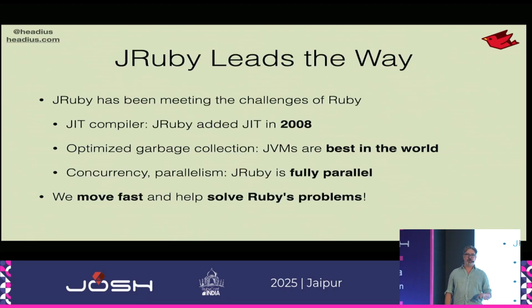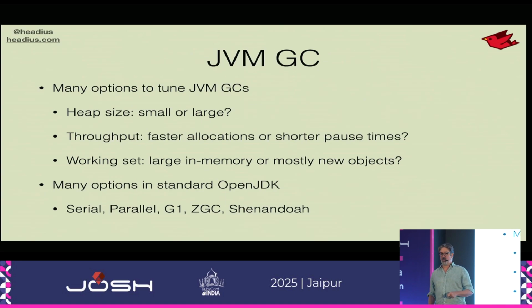So let's talk about this. Of course, JRuby's leading the way here. JRuby has been meeting these challenges of Ruby for years, for decades now. We had a JIT compiler in 2008, first native JIT for Ruby in the world. We integrate perfectly into the JVM's optimized garbage collection, the best garbage collectors in the world. Garbage collection will never be your problem on JRuby. Concurrency and parallelism, easy. JRuby threads run fully parallel. You throw 10 threads at a problem on a 10-core machine, you get 10x improvement, just like that. We move fast in the JRuby world, and we integrate with the JVM and solve Ruby's problems the best way we possibly can. So GC.